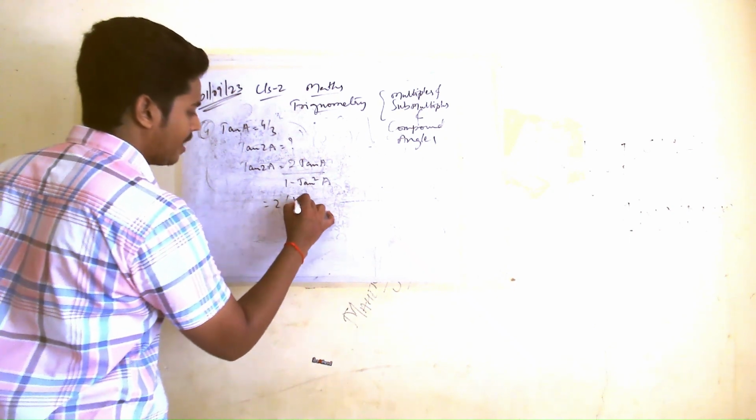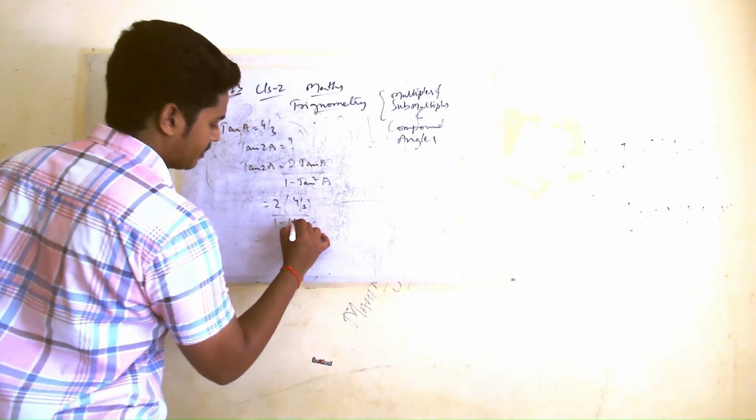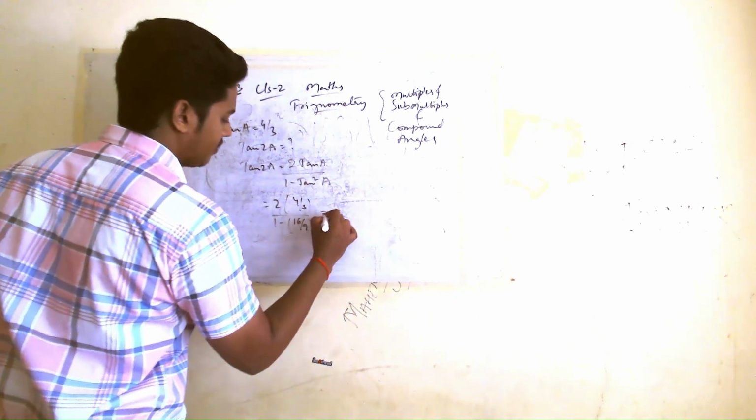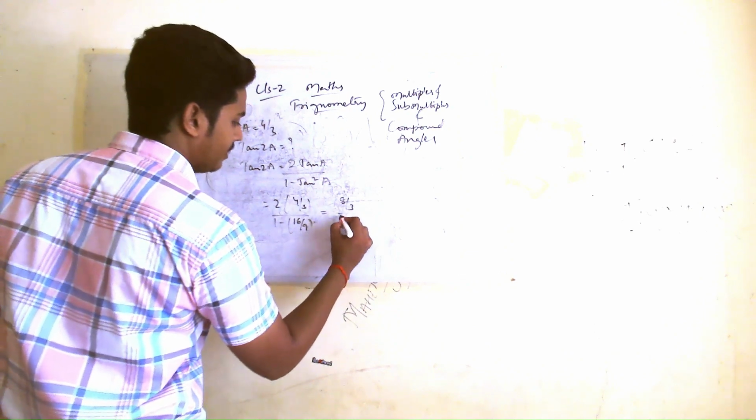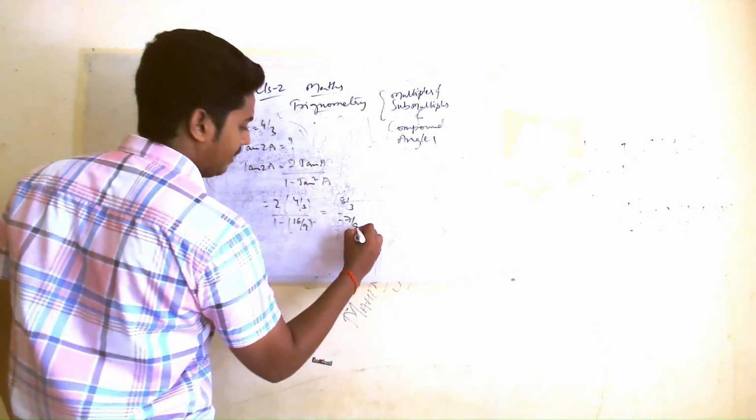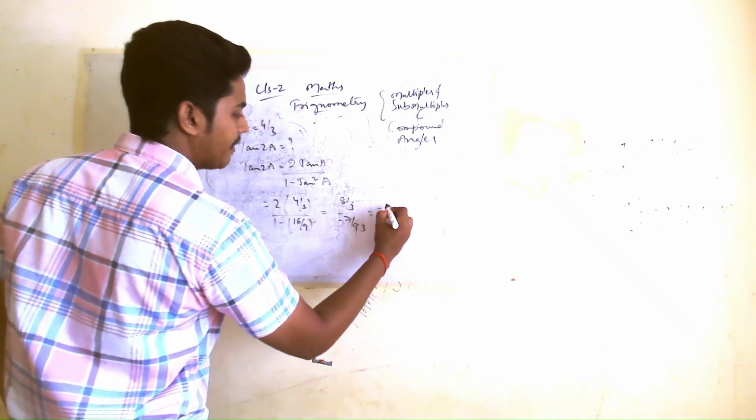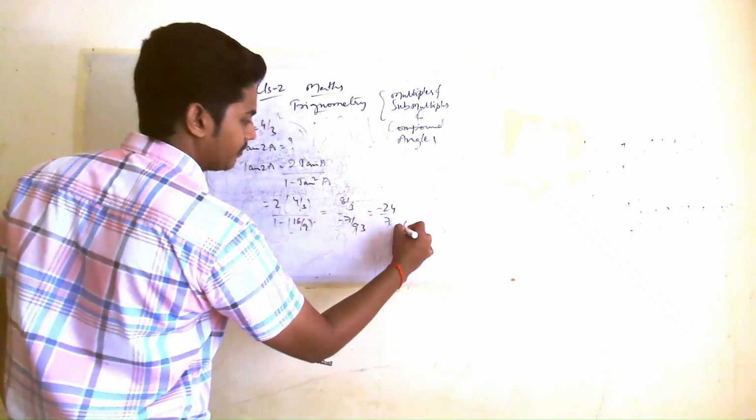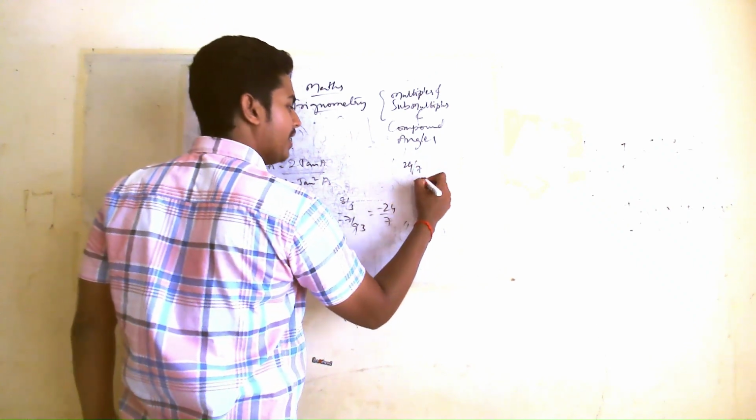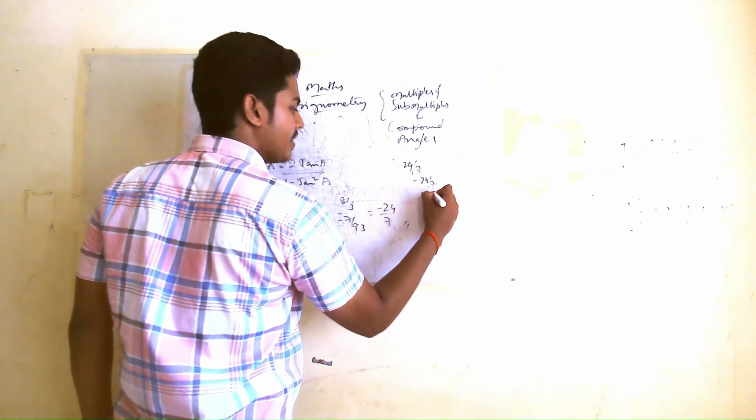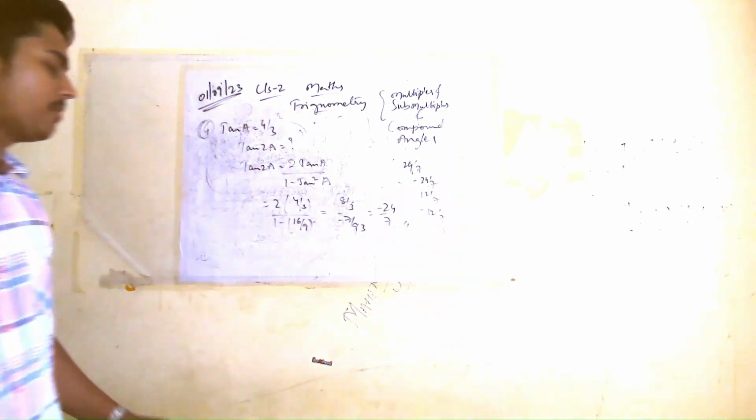2 times 4 by 3 by 1 minus 16 by 9 is equal to 8 by 3 divided by minus 7 by 9. The 3 gets cancelled, so the value is minus 24 by 7. The options will be like 24 by 7, minus 24 by 7, 12 by 7, minus 12 by 7. So don't get confused, it is minus 24 by 7.